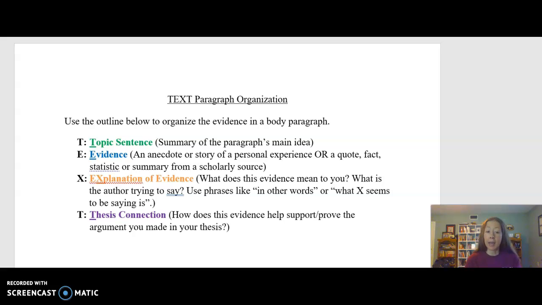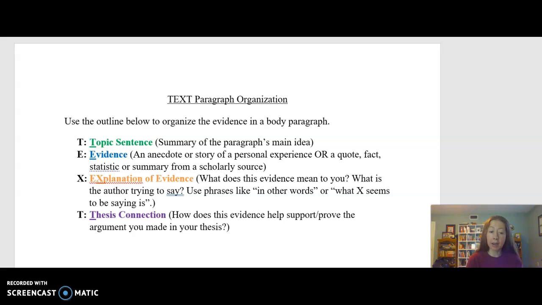Okay. Step 3, explanation of evidence. What does the evidence do for the viewer? How does it cause viewers to respond? How does it attempt to cause them to respond? What is the reason that the advertisers put these elements in this order? And then step 4, thesis connection. How does all of this support the overall argument you made in your thesis?